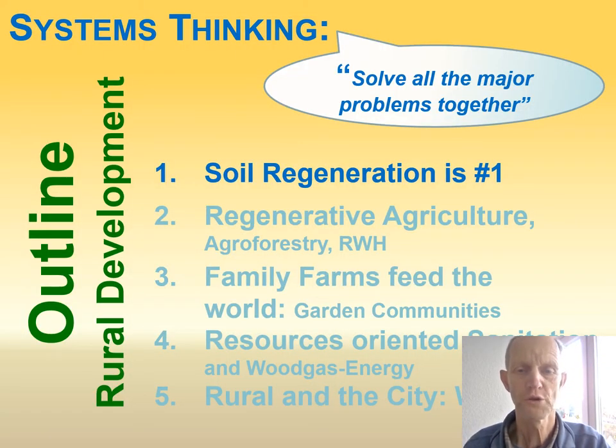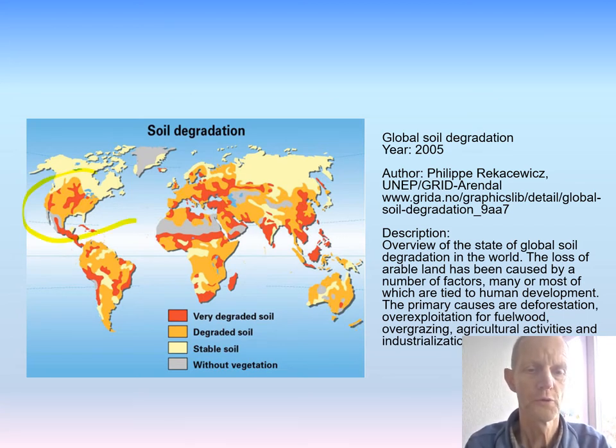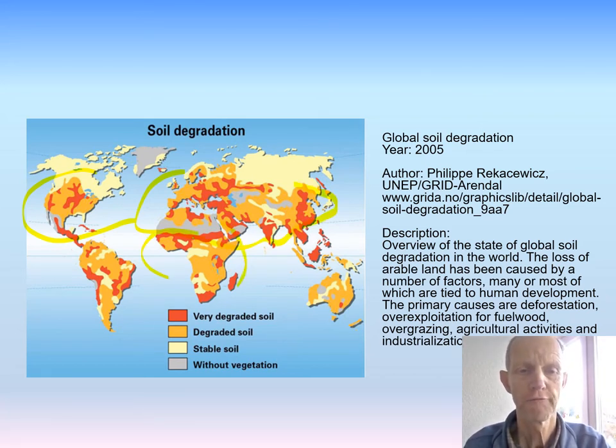First chapter, soil regeneration. If we look at the present state of the soils around the world, the situation is not very positive, to say the least. So we have an enormous amount of soil degradation, and we do see that this is really all around the world. So we do have this not only in sub-Saharan Africa, but we see a lot of soil depletion in most regions of the world.